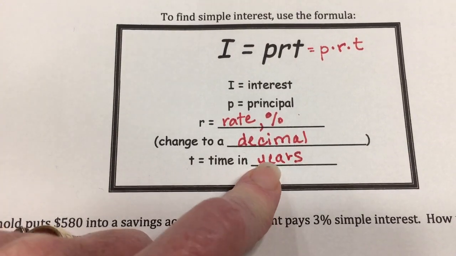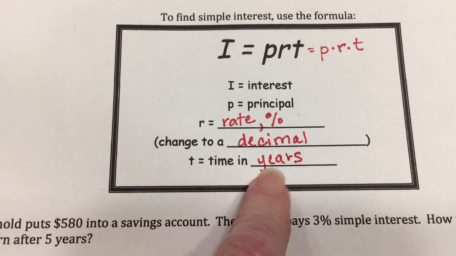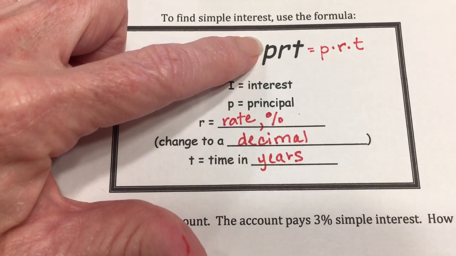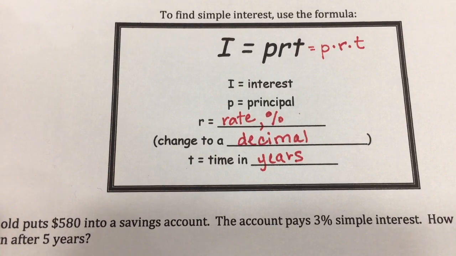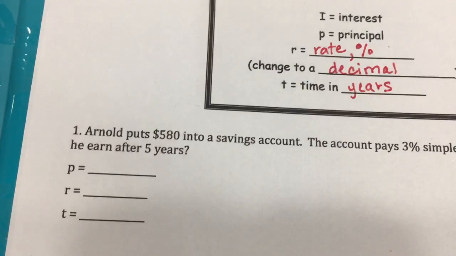There may be some times when they don't give you the time in years. They might give it to you in months, and then you'll have to change it into years. So basically you're going to find these three things, the principal, the rate, and the time, and you're going to use that to find the interest. All right, so let's look at the first example.